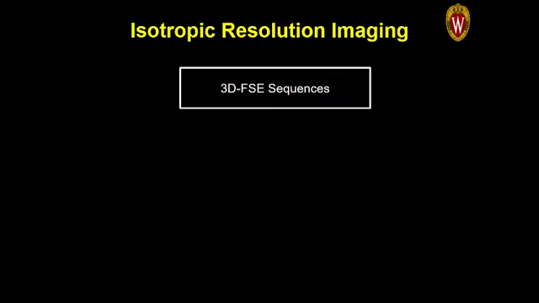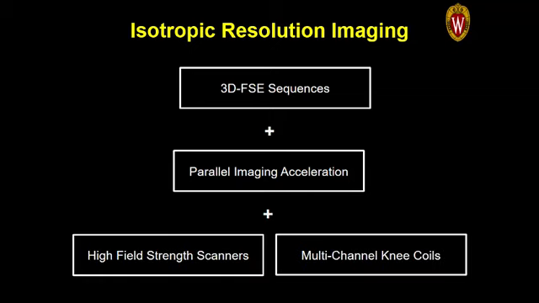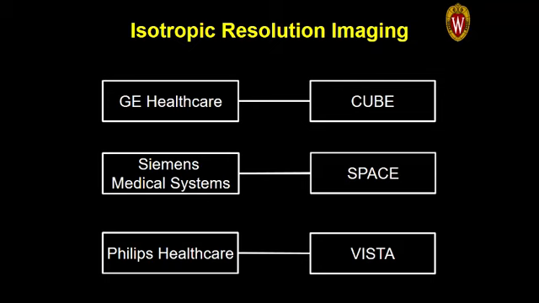The next technique I'd like to talk about to accelerate musculoskeletal MRI is isotropic resolution imaging. Isotropic resolution imaging has been made possible by the recent development of three-dimensional fast-spin echo sequences, which have the same tissue contrast as the two-dimensional fast-spin echo sequences we've been using in musculoskeletal radiology for decades. These three-dimensional fast-spin echo sequences are combined with parallel imaging acceleration and are performed on high field strength scanners and with the use of multi-channel coils in order to maintain adequate signal-to-noise ratio. Three-dimensional fast-spin echo sequences are now commercially available on most MRI vendor platforms.